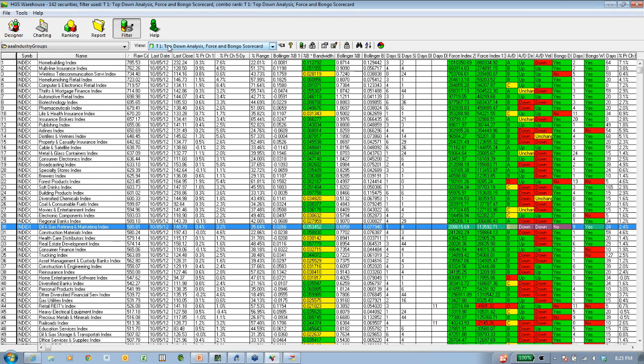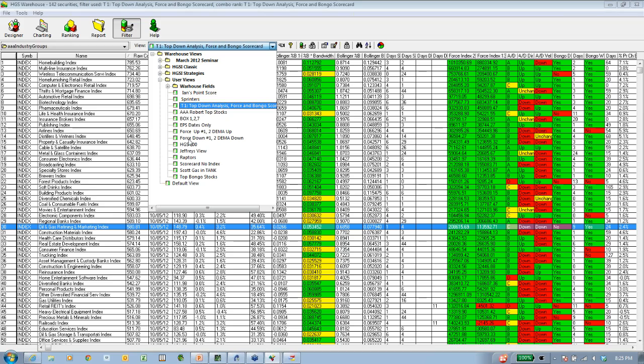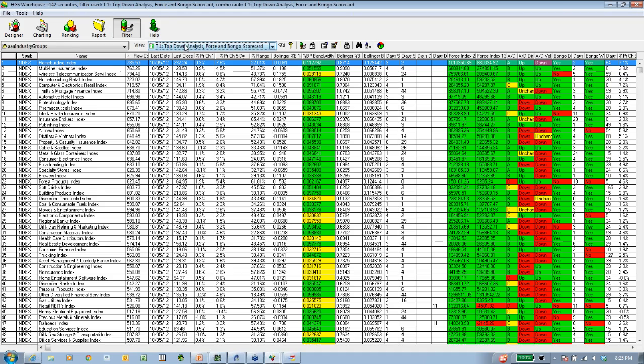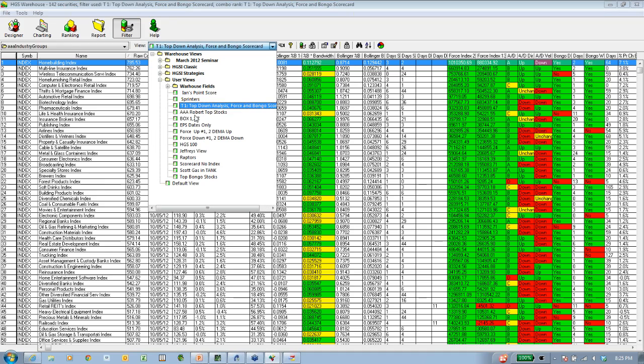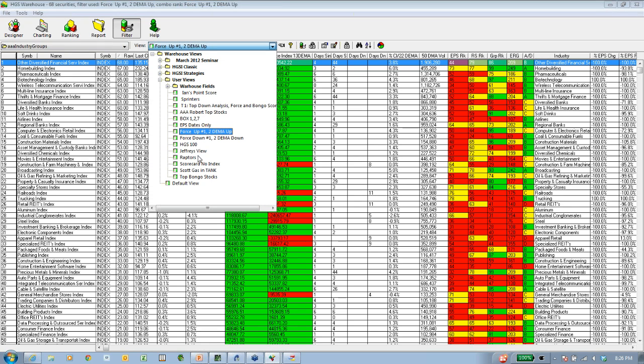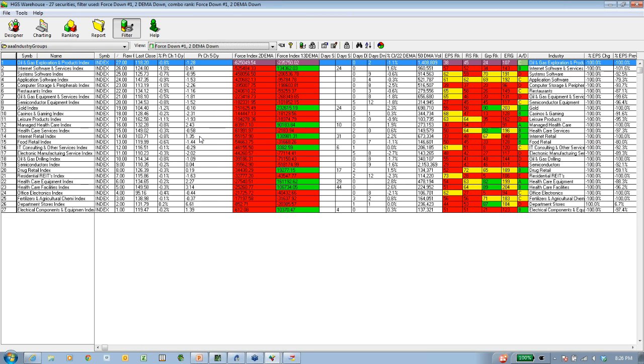If I want to know what's happening right now, I'm going to look at a 2-day force. So what I should have pointed out, just to look at strength in the market, is we have 142 sectors. If I look at who's got force up, I've got 68. If I look at who's got force down, I got 27. So still a little bit in favor of longs, but not as overwhelming as it's been a couple of weeks ago.